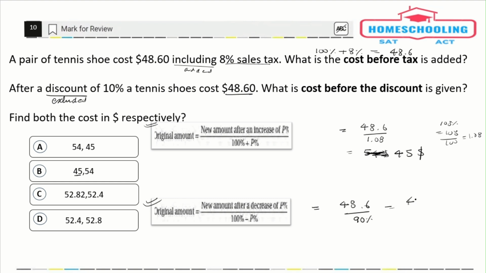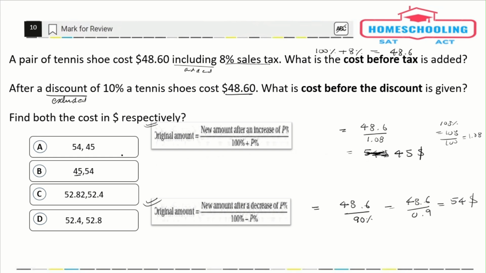That would be 48.6 by 0.9. So let me put it on my calculator. That is $54. So we have to find both the costs in dollars respectively. So for the first one, where sales tax is added, we have used this formula where 100 plus p% is there.